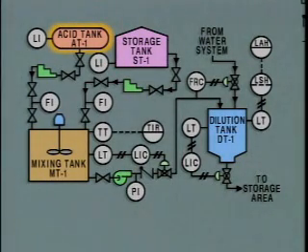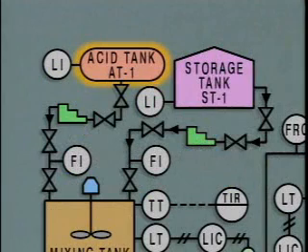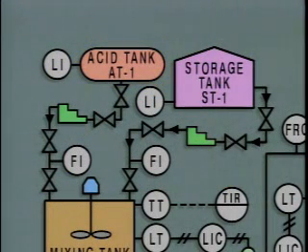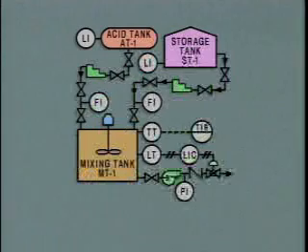We'll start at acid tank AT1. There is only one instrument symbol shown for the acid tank. The symbol containing the letters LI represents a locally mounted level indicator that shows how much acid there is in the tank. Storage tank ST1 also has a local level indicator.